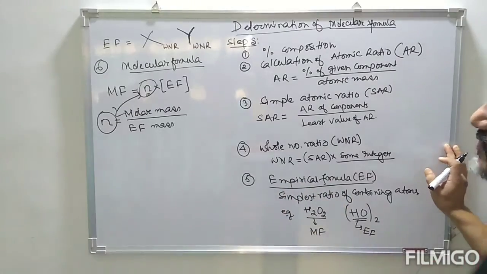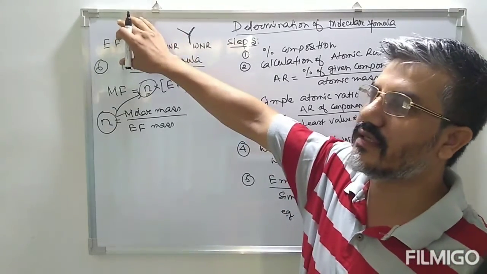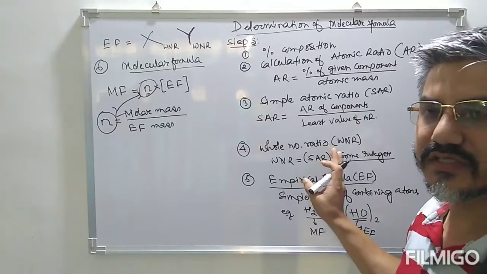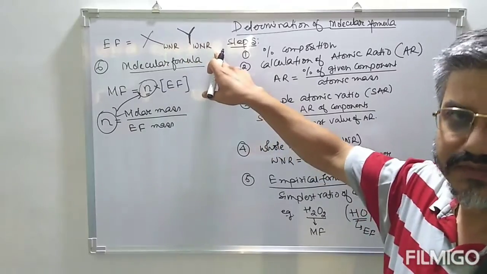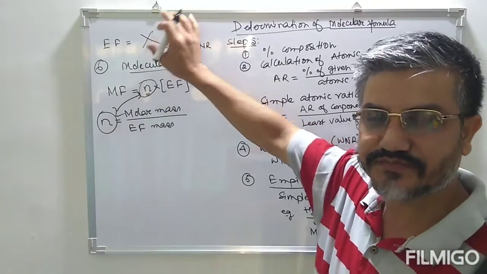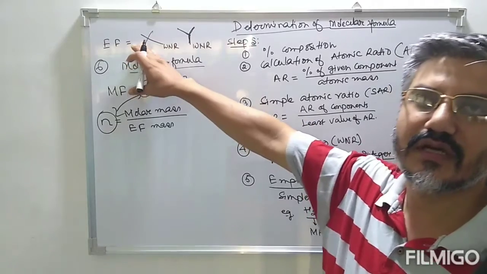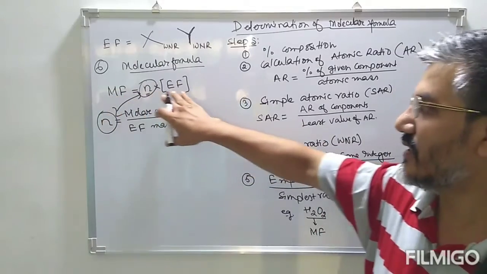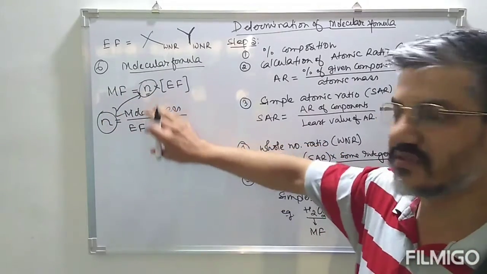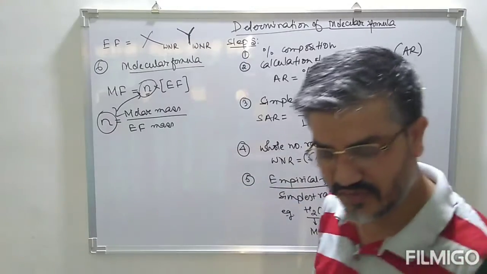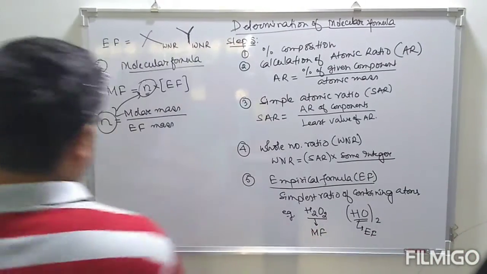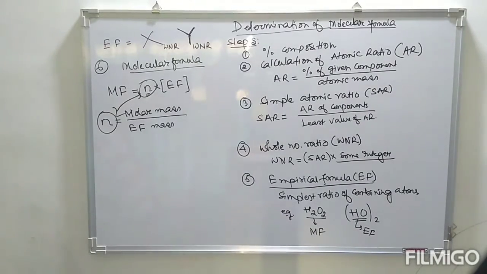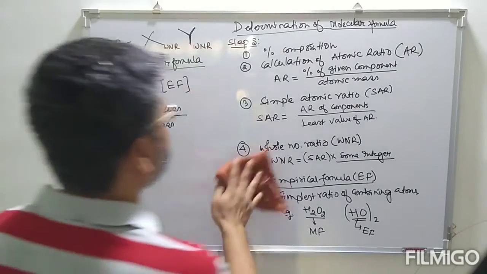Then we define the empirical formula. Write the atoms side by side and place the whole number ratio of each and every combining atom as a lower subscript. That gives you the simplest formula, known as the empirical formula. And the final step is the molecular formula. The molecular formula is n times the empirical formula, where n is the molar mass divided by the empirical formula mass. Now let's use this sequence of steps to solve for the molecular formula. I'll show you some examples.